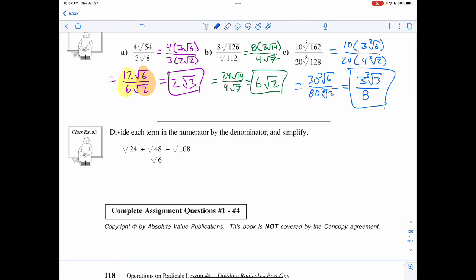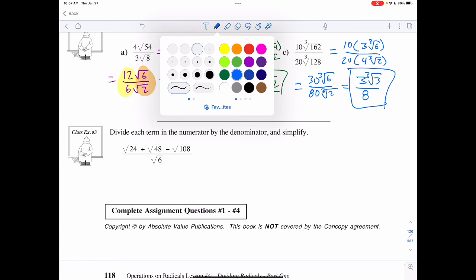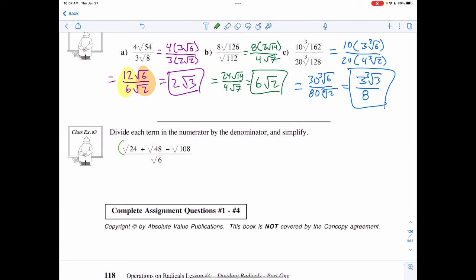The way that distributive property works with multiplying is the same as the way that it works with dividing. If I'm dividing out of a polynomial, then I need to divide every single term by the denominator. Which means that if I want to, I could rewrite this as root 24 over root 6 plus root 48 over root 6 minus root 108 over root 6.